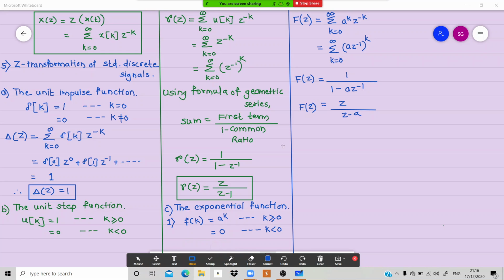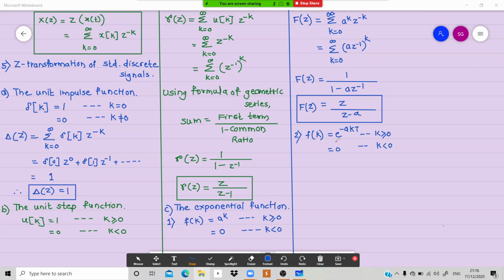I'll make a bracket for this. Second case, when you are having e raised to something, I'll write that. I think now you will be able to write it directly also. Let me write it first: e raised to minus a k t when k is greater than or equal to 0, and this is equal to 0 when k is less than 0.